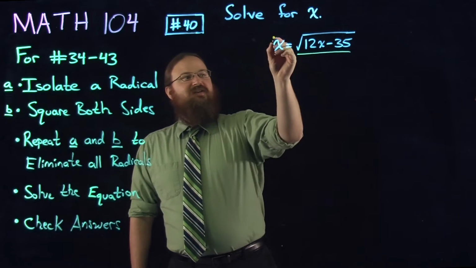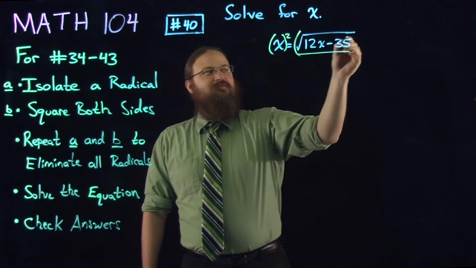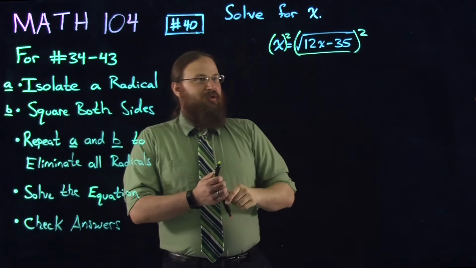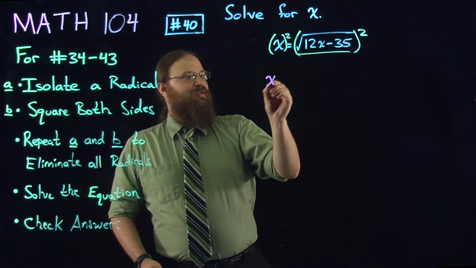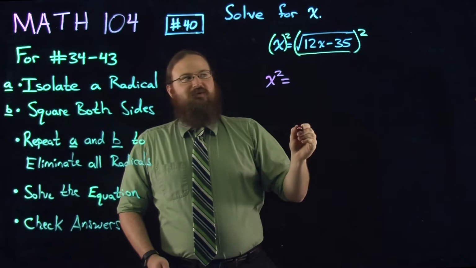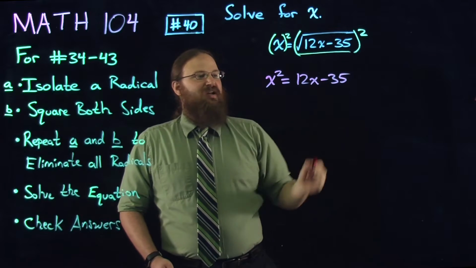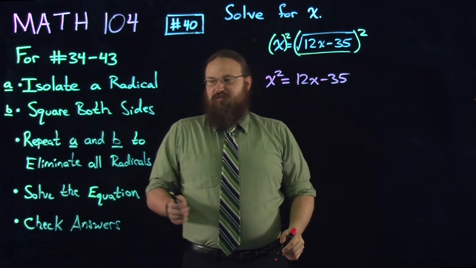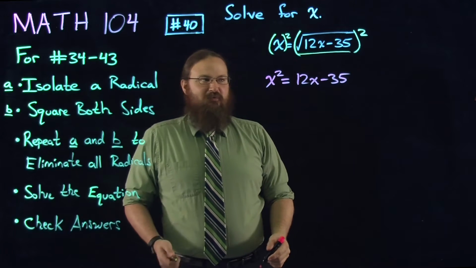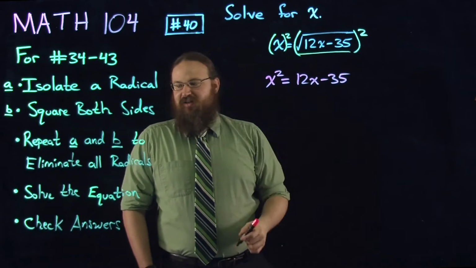We're going to square both sides, and that removes the radical. What are we left with? We're left with x squared, and now the radical is removed, so we'll have 12x minus 35. So a and b is done. We don't need to repeat them because we're all out of radicals. So let's go ahead and solve this equation.